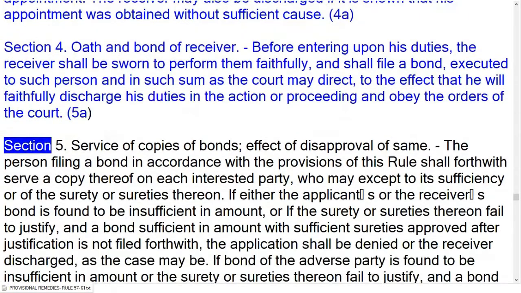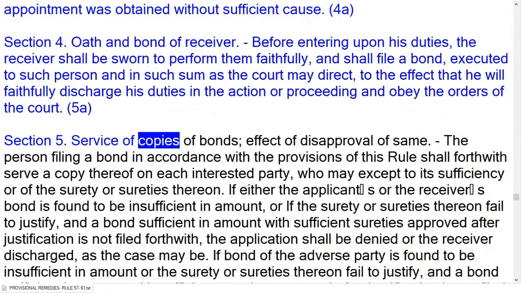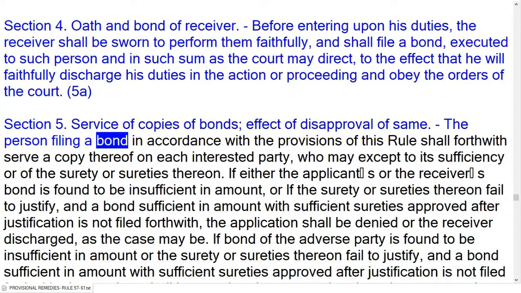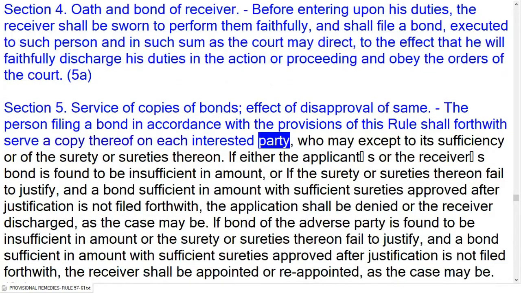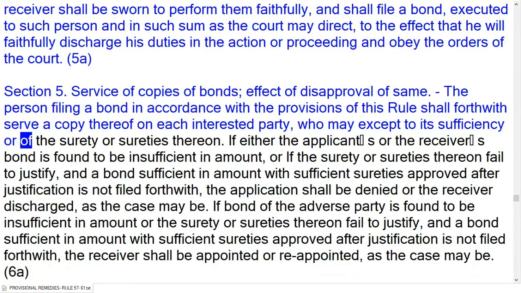Section 5. Service of copies of bonds. Effect of disapproval of same. The person filing a bond in accordance with the provisions of this rule shall forthwith serve a copy thereof on each interested party, who may except to its sufficiency or of the surety or sureties thereon.